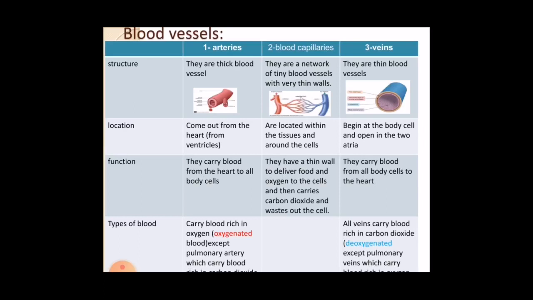Arteries come out from the heart, exactly from the two ventricles. Examples are the pulmonary artery and aorta.